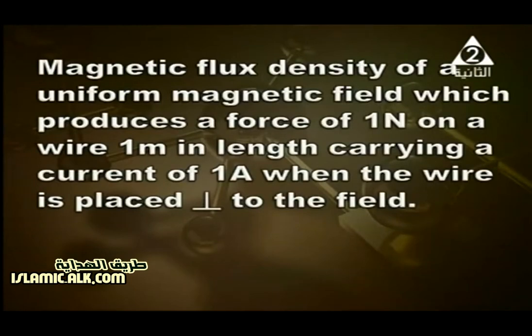Magnetic flux density of a uniform magnetic field which produces a force of 1 Newton on a wire 1 meter in length carrying a current of 1 ampere when the wire is placed perpendicular to the field. Of course, it is the Tesla.